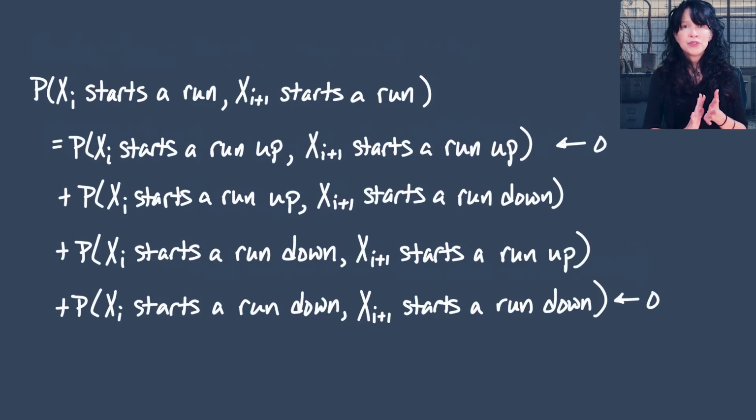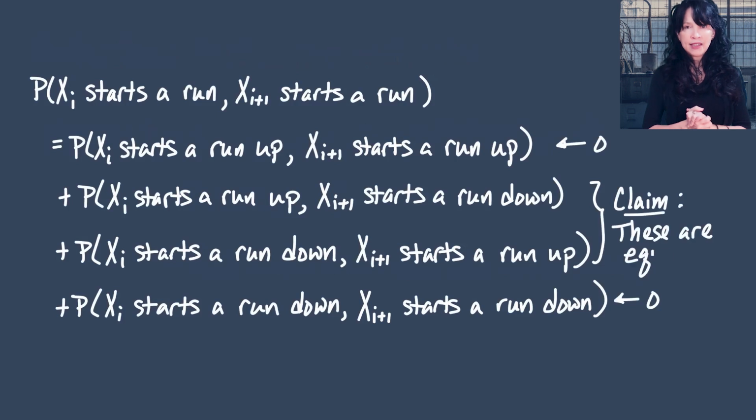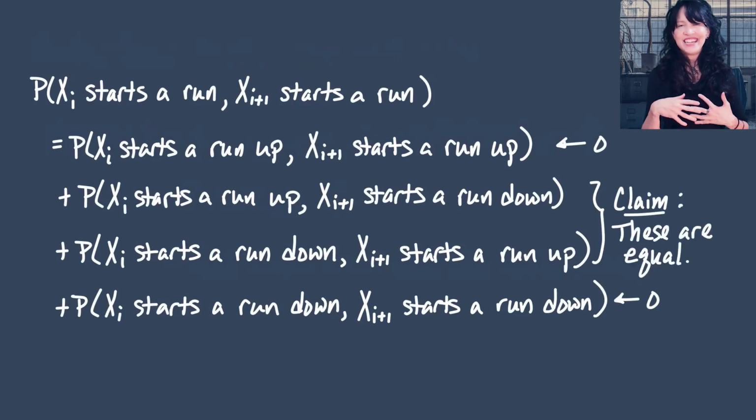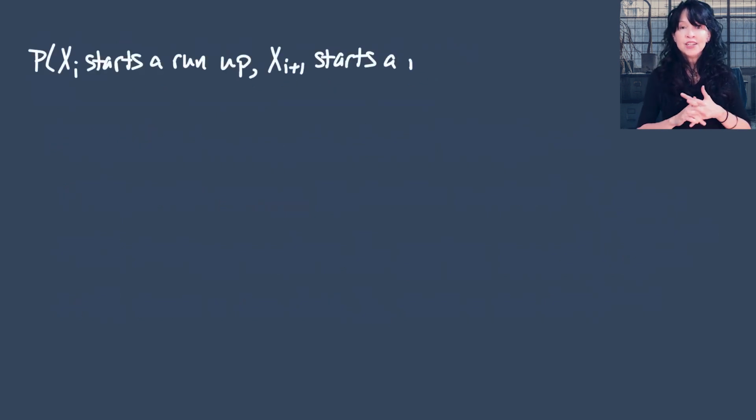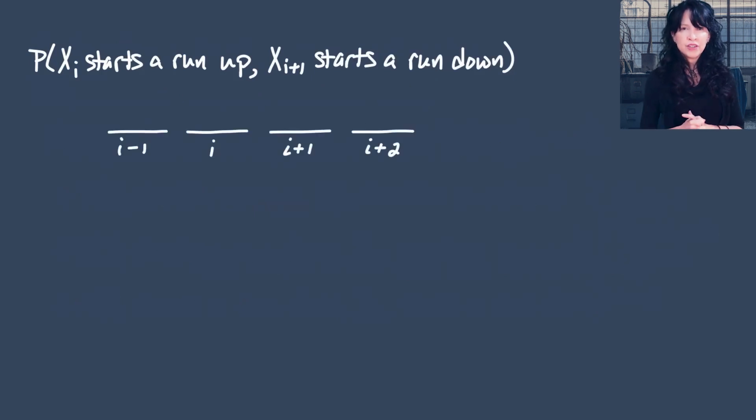To get through this, since the video is getting really long already, I claim that these 2 probabilities are the same. If you don't believe that, then you can take what I do to compute one of these and alter it to compute the other one, and you'll see that they're the same. Let's look at just this one right here. Let's compute the probability that capital X sub I starts a run up and capital X sub I plus 1 starts a run down. And just like I did before in this video, I want to envision a scenario where this might happen. So I'm going to make some positions here for the values for X sub I minus 1, X sub I, X sub I plus 1, and X sub I plus 2.